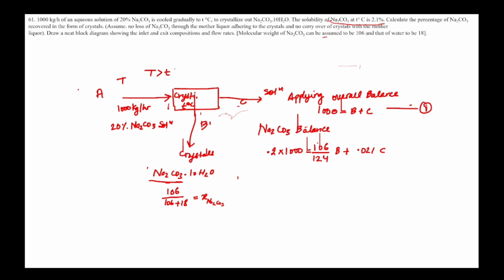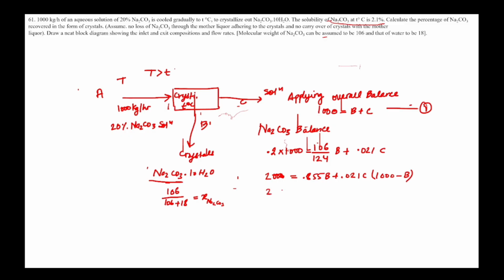So from equation 1 we'll find out the value of C and put it in the second equation. So 200 is equal to 106 divided by 124, that is 0.855 B plus 0.021 C, which is 1000 minus B, because we have to calculate B.